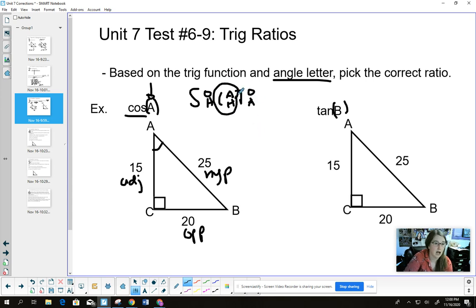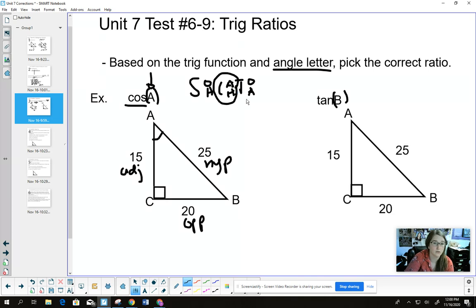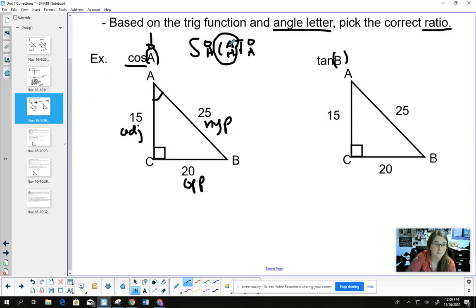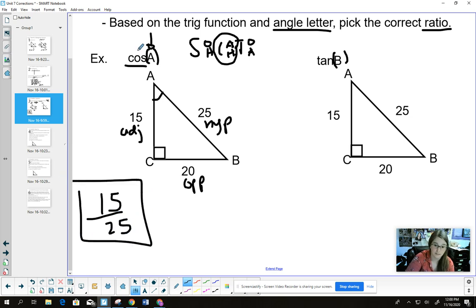I want cosine. I want the adjacent over the hypotenuse, because the question just said pick the correct fraction. That's what ratio means. All I had to pick was the fraction that is my adjacent over my hypotenuse, which ends up being 15 over 25. So that would have been the answer you would have chosen for a question like this.